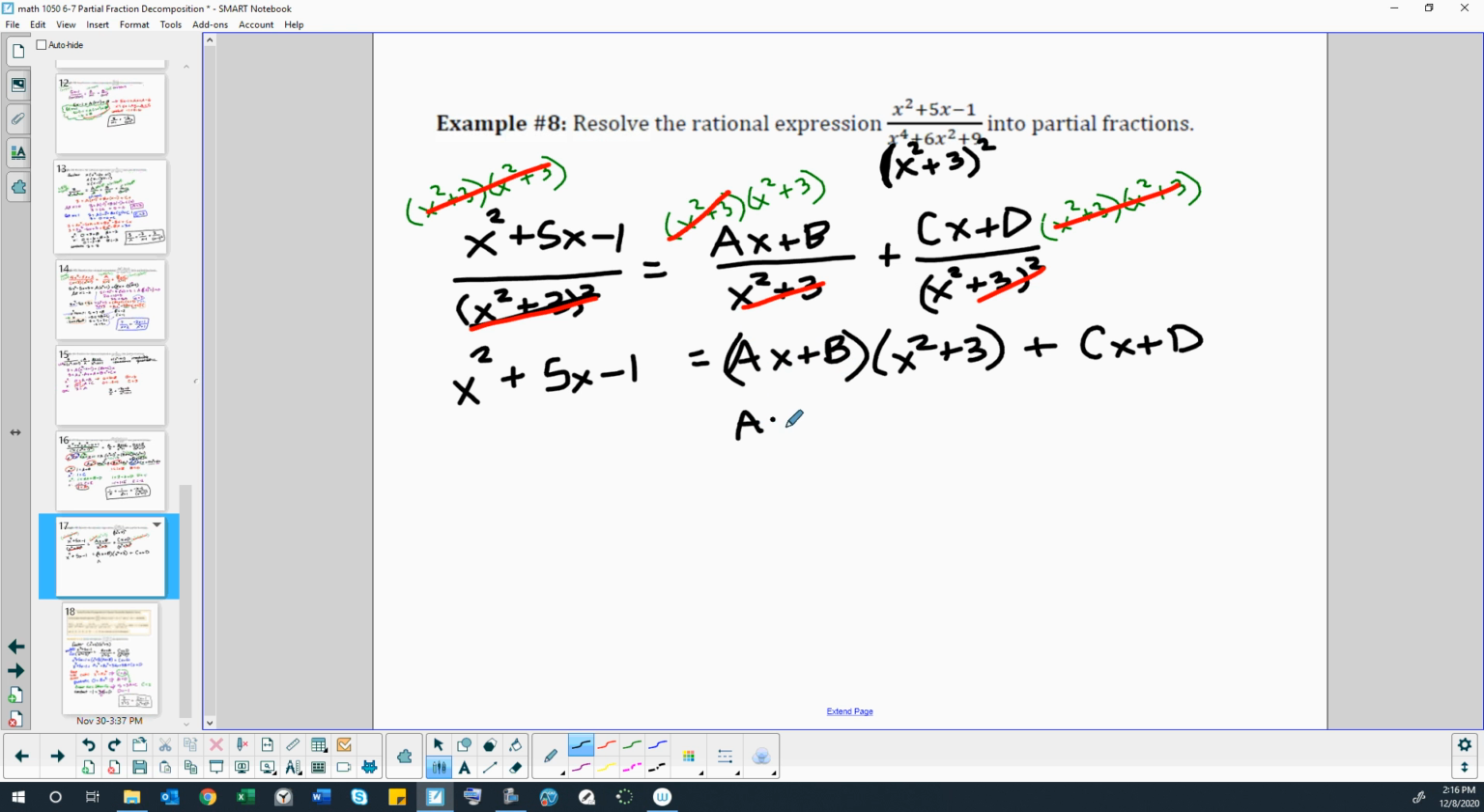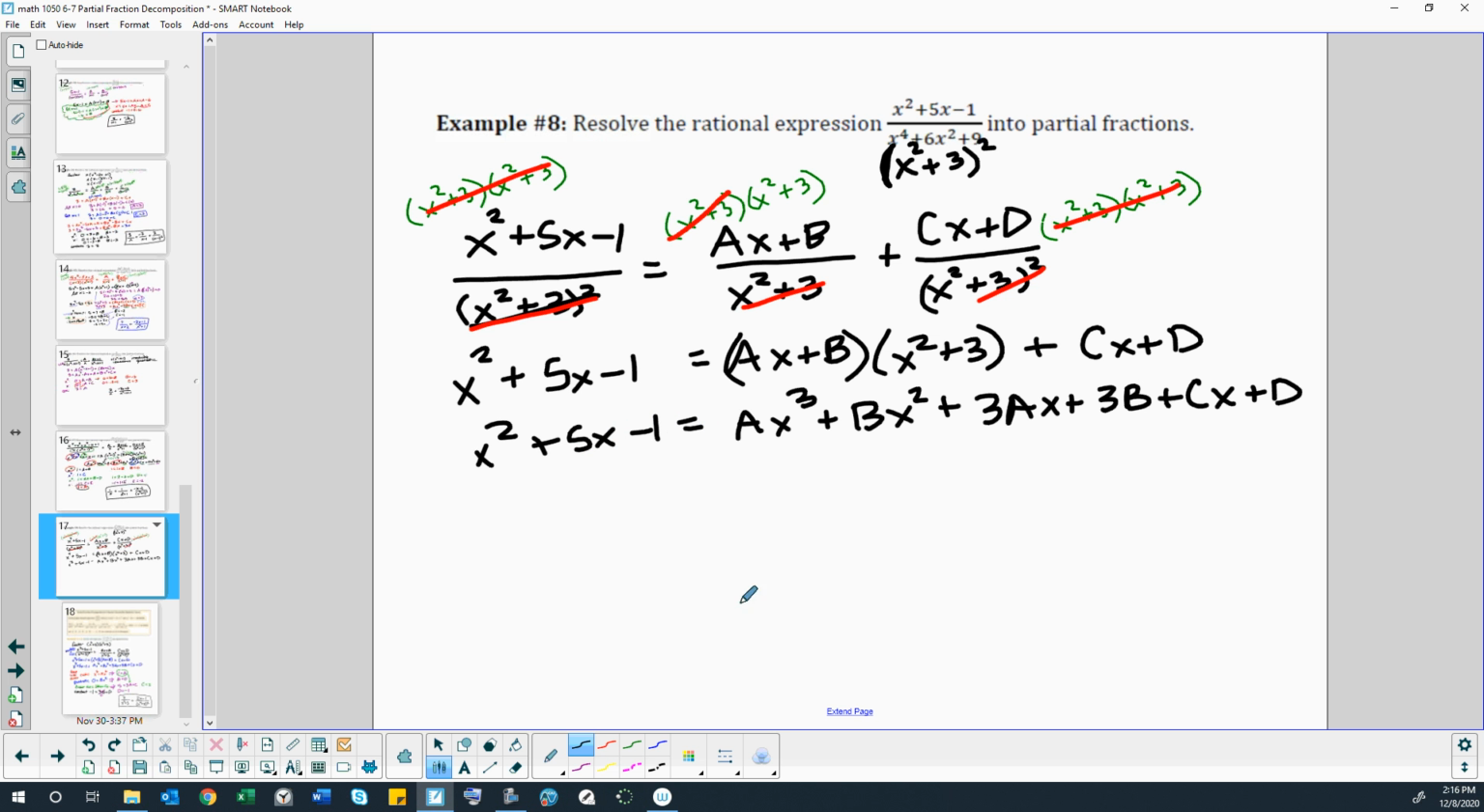So we've got ax cubed plus bx squared plus, so I did the a and the b, and now I'm doing the 3. So 3ax plus 3b. Right? And then we still have cx and d. That is equal to our x squared plus 5x minus 1.